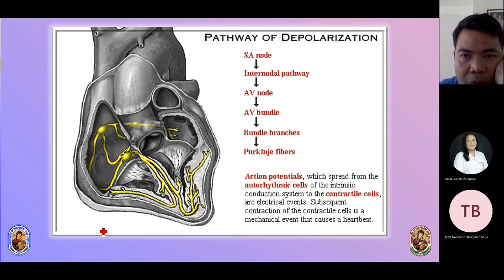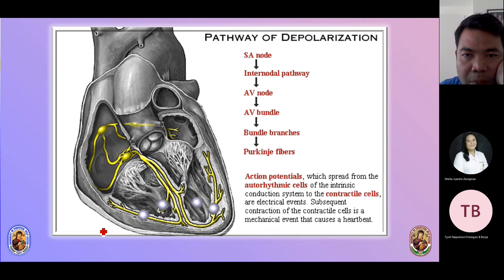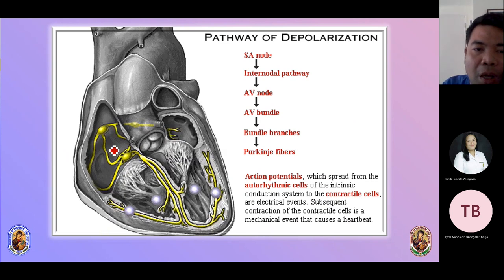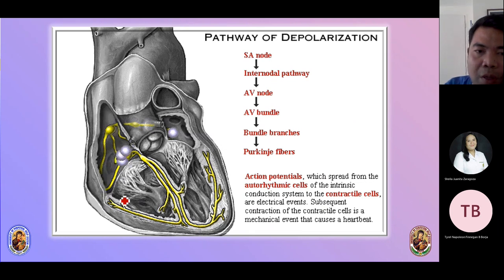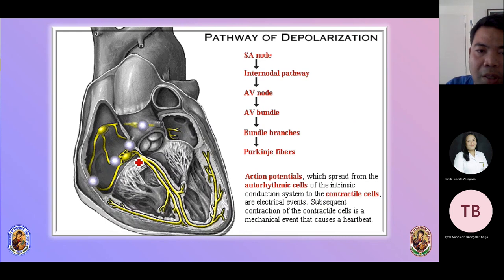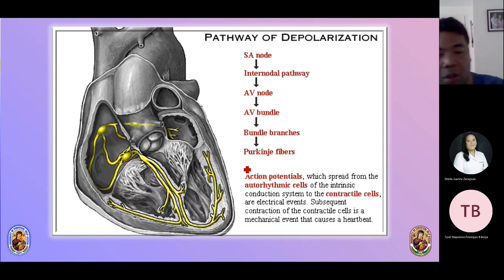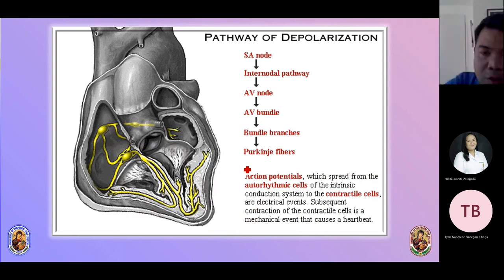So, tingnan nyo, yung pathway of depolarization, again, it begins in the SA node. And then it spreads through the AV node all throughout the atria, both the left and right atrium, via the internodal pathway. Then from the AV node, it goes down to the ventricles via the AV bundle, the left and right bundle branches, and your Purkinje fibers. So that's the pathway of depolarization sa heart natin. Remember that sequence.